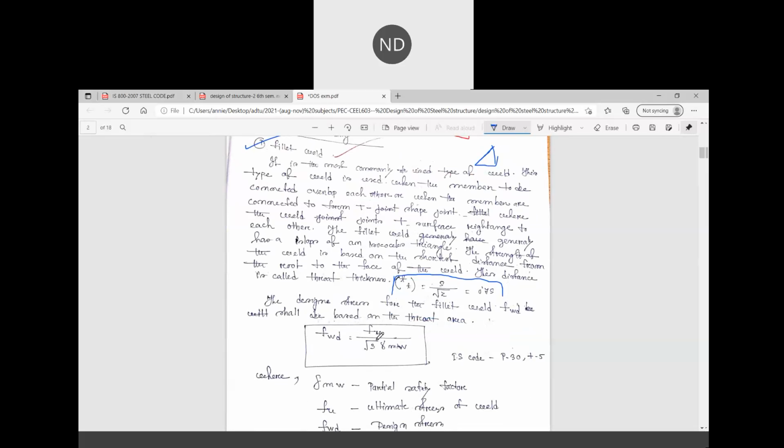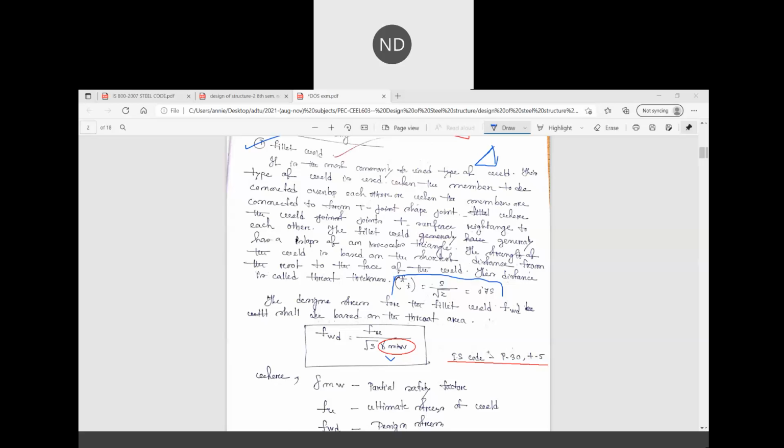Suppose you're taking Fe 410. Then how much will be your ultimate stress? 410. Gamma mw is what? This gamma mw is your partial safety factor. The value of this partial safety factor will be given in your IS code. This is mentioned in your IS code.